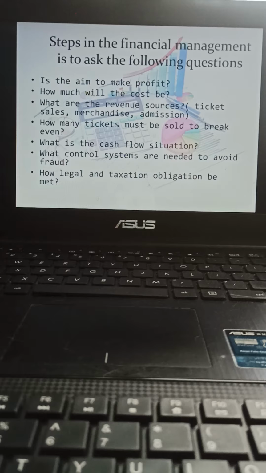How many tickets must be sold to break even? What is the cash flow situation? How much money do you have at the moment? What control systems are needed to avoid fraud? Fraud meaning people take money and cheat, scam. How will legal and taxation obligations be met? Any legal things that you need to pay, tax, you don't have to do that, but if you're doing an event outside, yes.